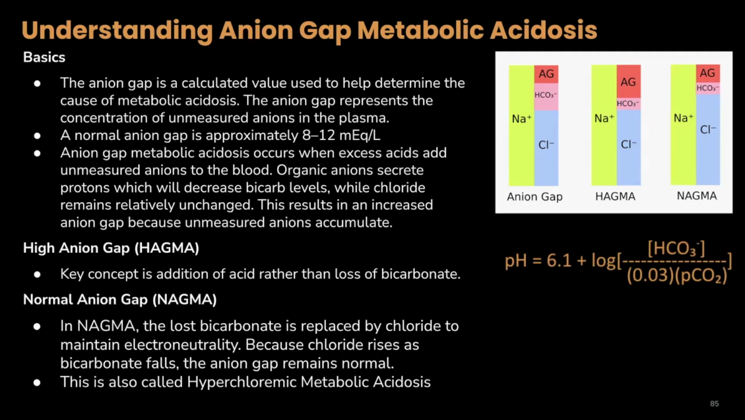That loss of bicarb is replaced by chloride, because when we lose bicarb, that's a negatively charged anion, right? We need chloride, which is negatively charged, to maintain that electroneutrality. Okay. So in this case, we might call this hyperchloremic metabolic acidosis. This is actually common for patients that have severe diarrhea, because they're losing a lot of bicarb, right?